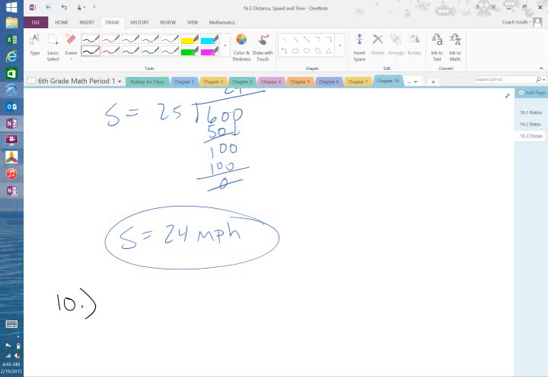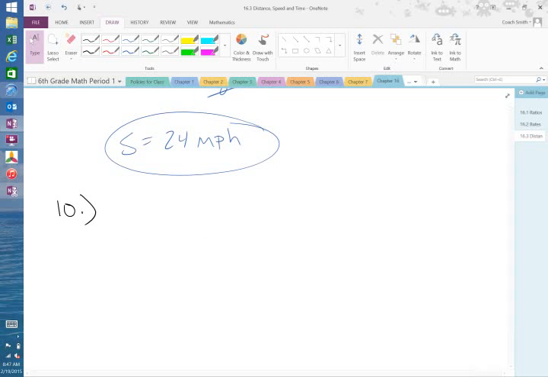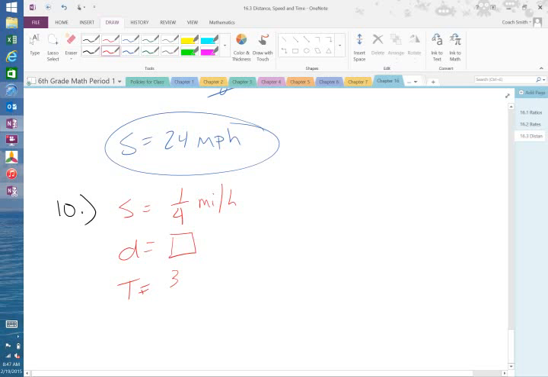All right, so number 10, back to reality, math. I've even got it circled in my book. That means I probably put it on a test somewhere. Speed is equal to 1/4 miles per hour. Wow, snail's pace there, tortoise versus the hare. Distance is equal to blank, and time is equal to 3/4 of an hour.